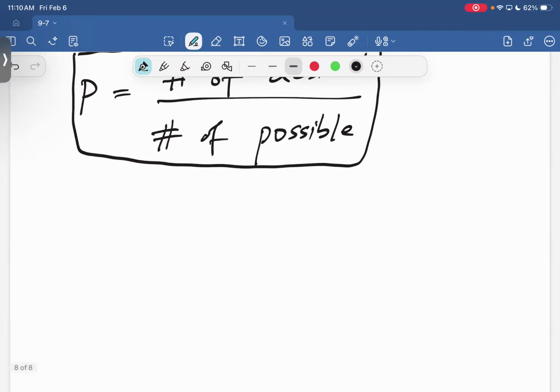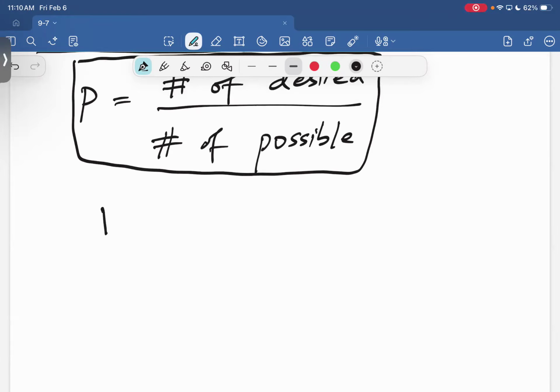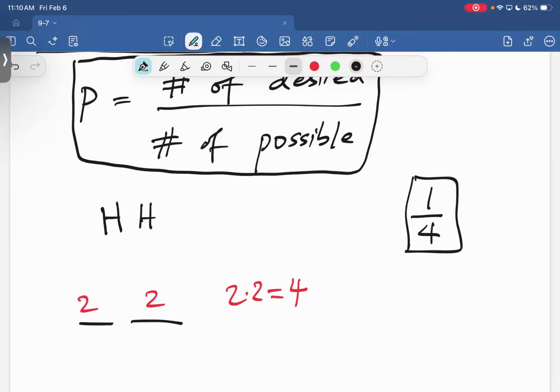The reason is because the number of desired outcomes is only one, because there's only one possibility of getting two heads. You have to get HH. However, there are 4 total outcomes because we have 2 flips and there are 2 possibilities for each flip. So that comes out to 2 times 2 equals 4 total outcomes. So the answer is 1/4 for question A. And 2A is 1/2. Very good.